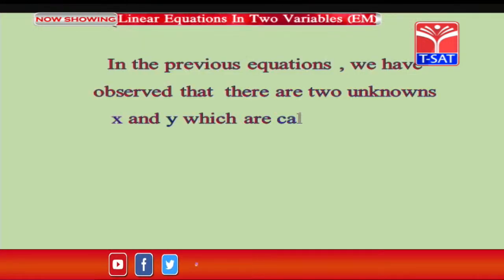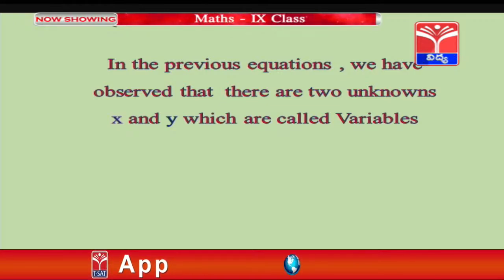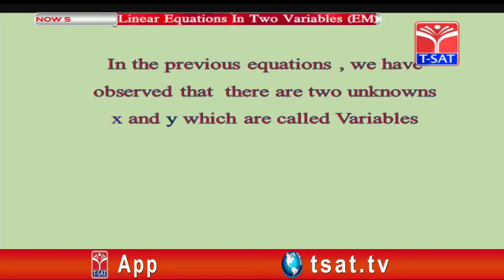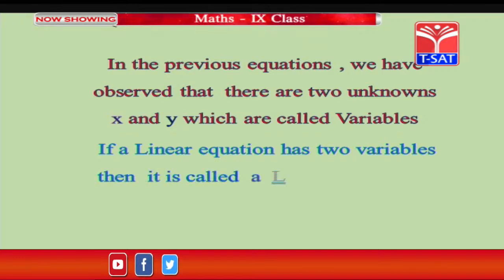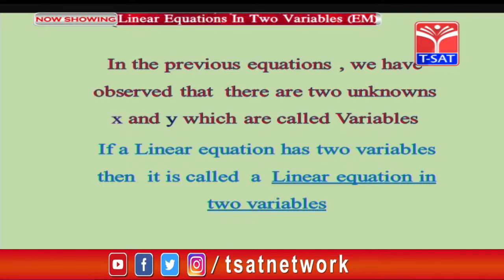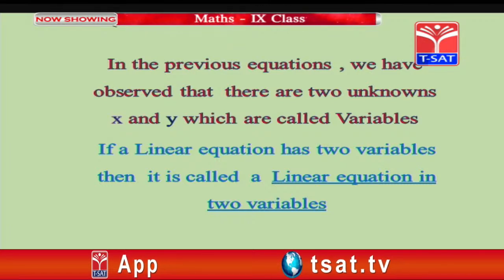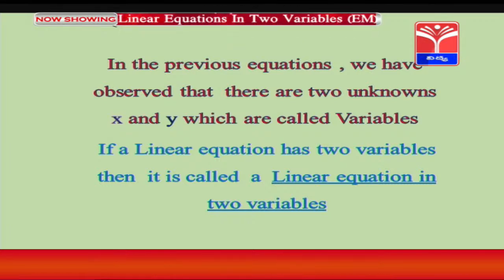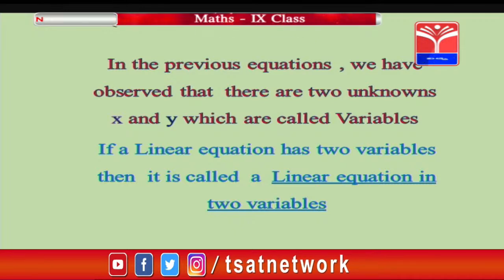In the previous equations, we have observed that there are two unknowns, that is x and y, which we are calling variables, and whose values can change as per time. That is the reason we call them variables. Now, the equations where we use these unknowns, that means if a linear equation has two variables, then it is called a linear equation in two variables. We have observed in the previous case, just now we have said 2x minus y plus 10 is equal to 0, where x and y are variables.